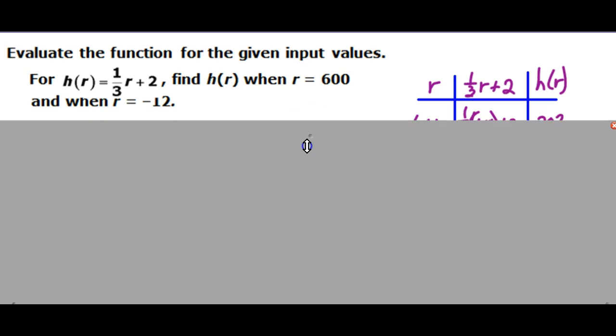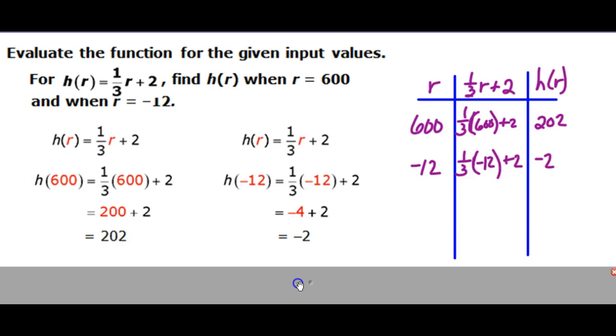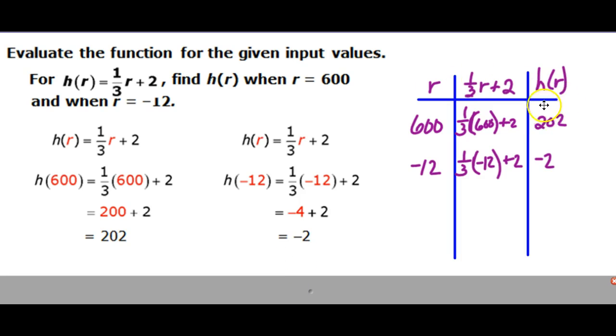Now, this one, instead of putting a function machine over on the side, I put what's called an H chart. It's just like a T chart, except I give you that middle section there so that you can do your work. So when I put in a 600, this is the work that I did. So this is what was inside the function machine before. And so 1/3 of 600 is 200 plus 2 is 202. This is what went in, this is what came out. The same thing with the negative 12. 1/3 of negative 12 is negative 4. Negative 4 plus 2 is negative 2.